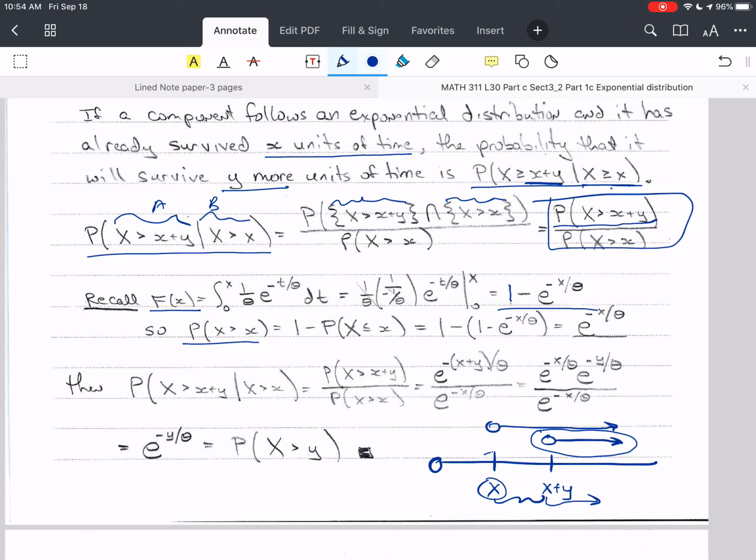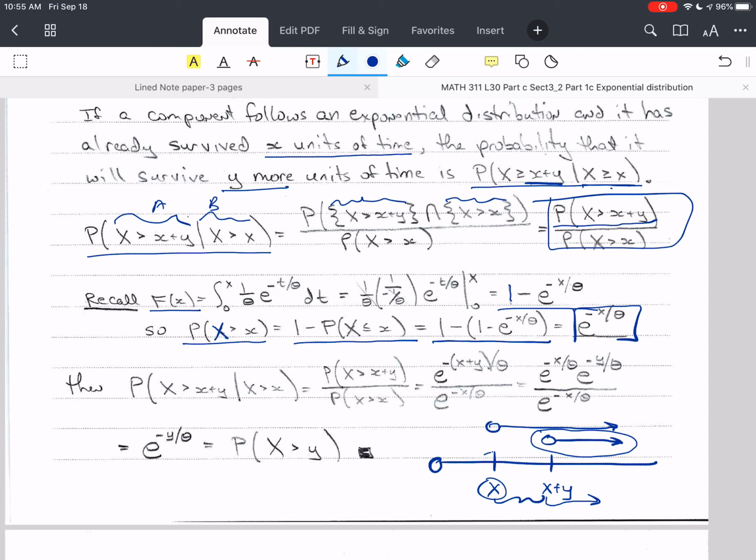So then the probability that X, the random variable, is greater than little x is 1 minus the probability that X is less than little x. Again, these expressions are true for everything. And now we plug in for the exponential distribution, and we get that the probability that X is greater than little x is e to the negative x over theta.